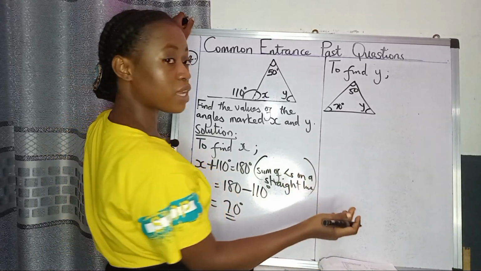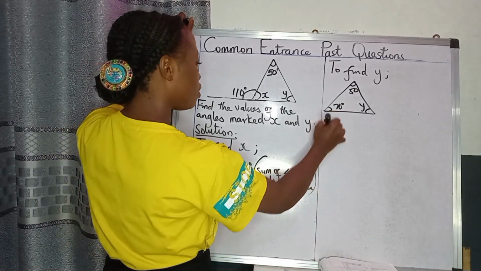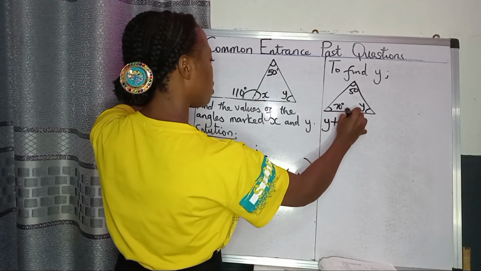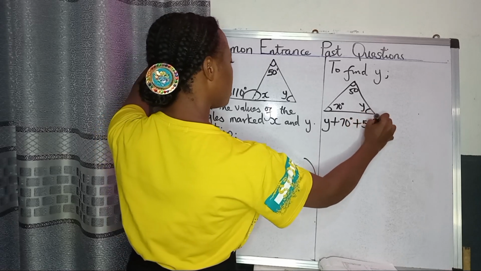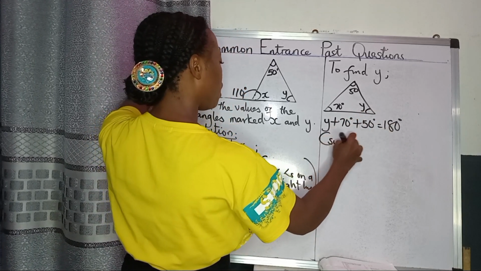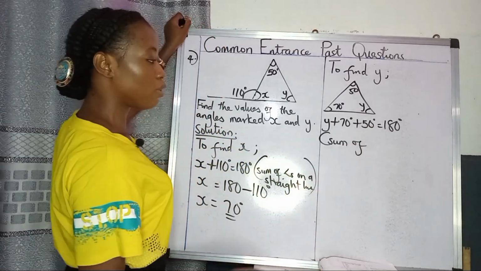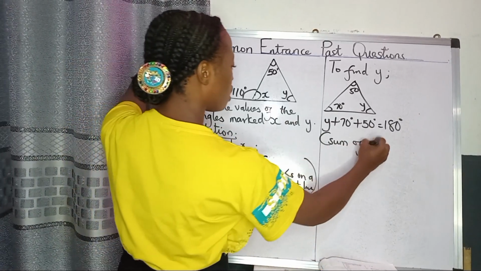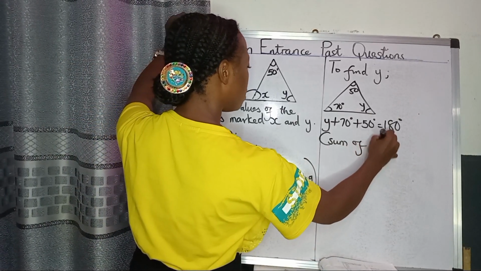Now I can simply get my y. Now we know that y plus 70 degrees plus 50 degrees is equal to 180 degrees. Now the reason is the sum of the interior angles of a triangle is equal to 180 degrees. So sum of interior angles.